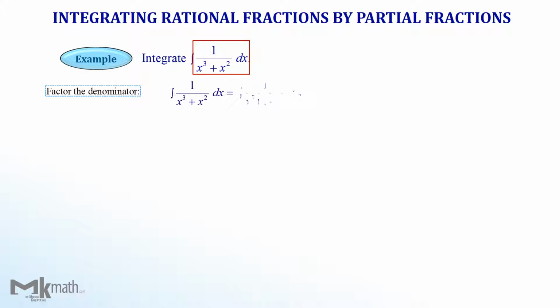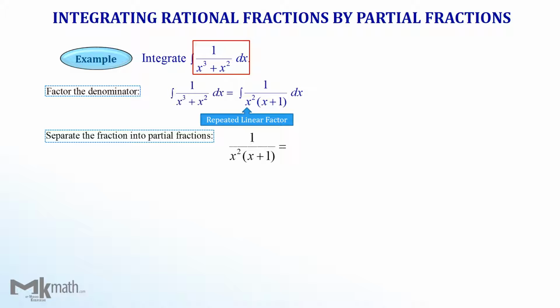Taking the common factor x squared out to get x squared times x plus 1 for the denominator. We should consider x squared as x is repeated. Now separate the fraction into the partial fractions using undetermined coefficients a, b, c, and so on.